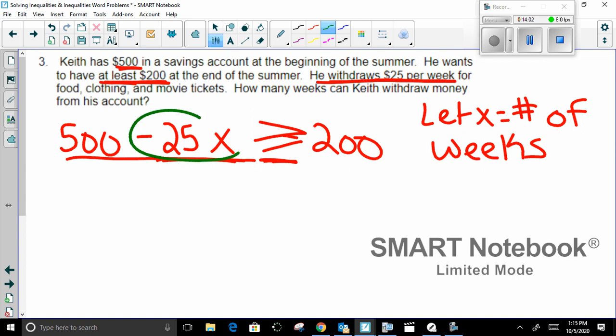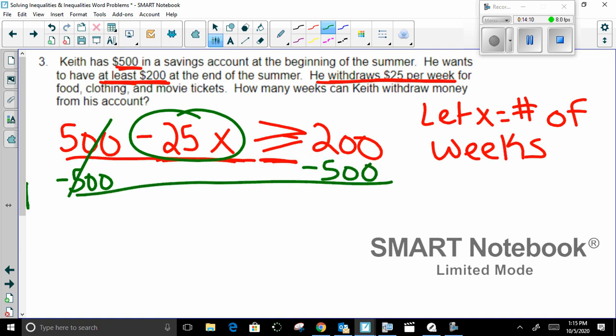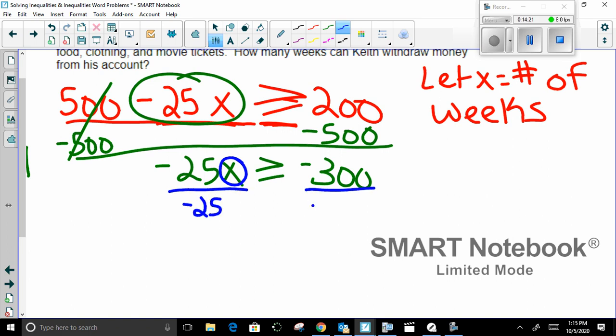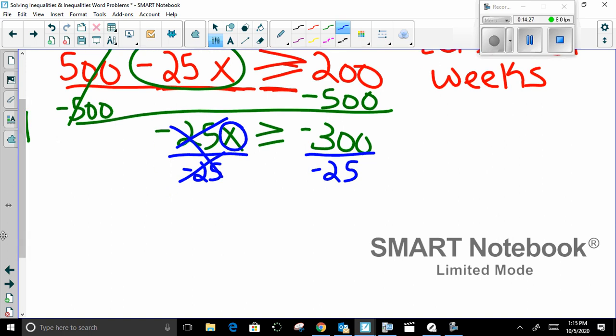I can't touch the negative 25x until I get rid of positive 500. So subtract 500. So negative 25x is greater than or equal to negative 300. Now, if I want to finish solving for x, I need to divide by negative 25. Now, ask yourself this. What happens when you multiply or divide both sides of an inequality by a negative number? Very good. Your inequality sign flips around. Negative 300 divided by negative 25 is 12. So I have x is less than or equal to 12.